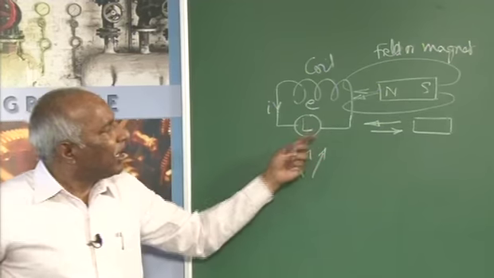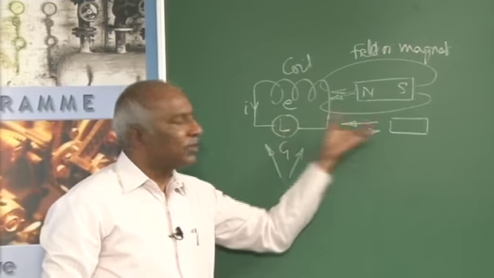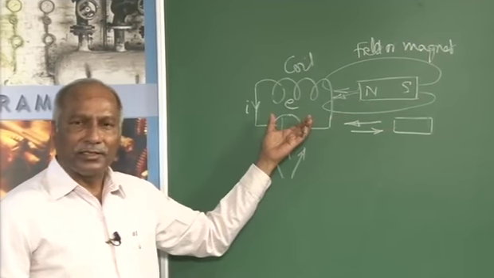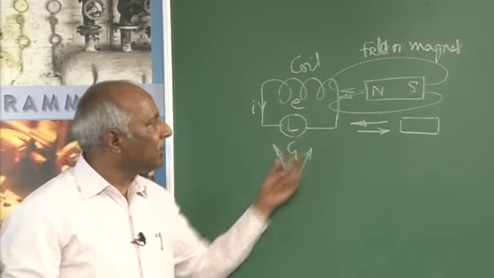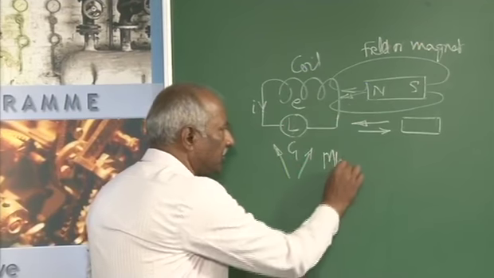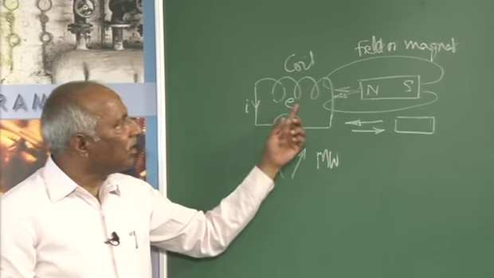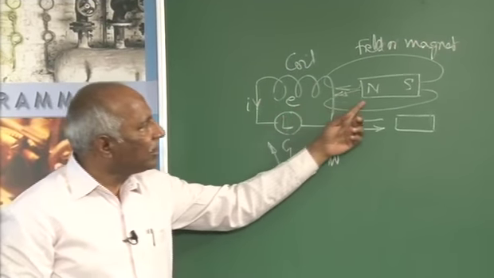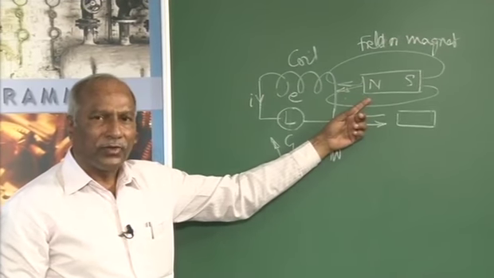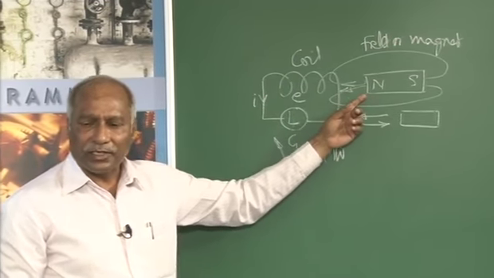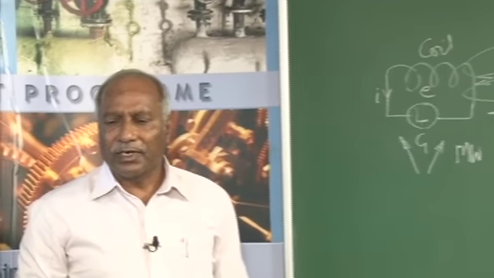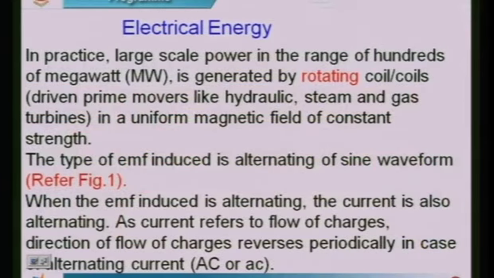In practice, you cannot move this way or that way and produce electrical energy. To produce energy in terms of megawatts, generally the coil will be rotated in the magnetic field, or the magnet will be rotated in the magnetic field to generate the power. So in practice, large power in the range of hundreds of megawatts is generated by rotating coil or coils driven by prime movers like hydraulic, steam or gas turbines in a uniform magnetic field of constant length.